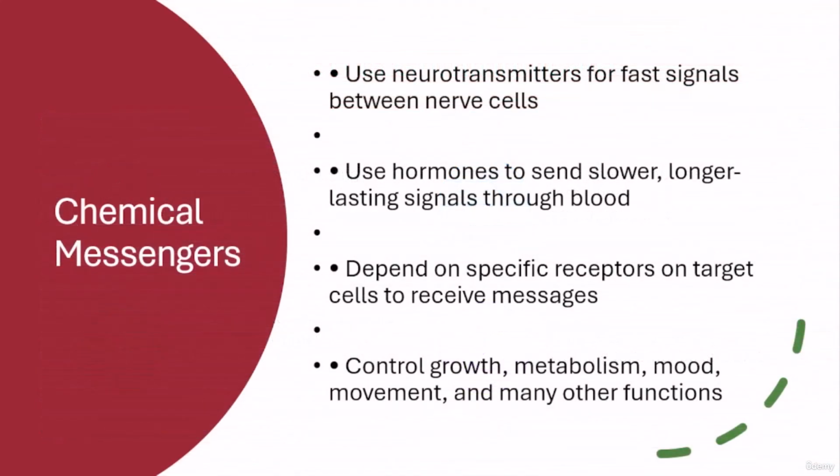Chemical messengers allow cells to communicate over short or long distances, and the type of messenger depends on what the body needs. And neurotransmitters act quickly and work between nerve cells, while hormones move through the blood and act on distant cells for slower but longer lasting effects. The cells rely on receptors to receive these messages, and if the receptor does not match the signal, the message is ignored, which helps the body control communication in a precise way.